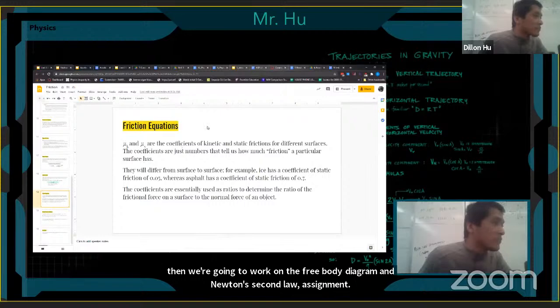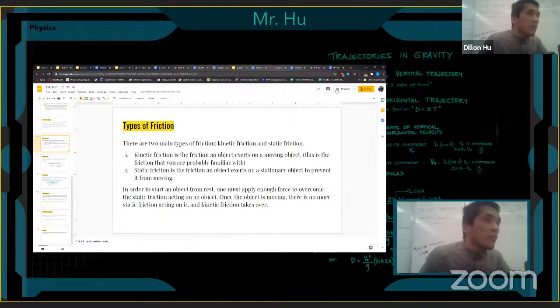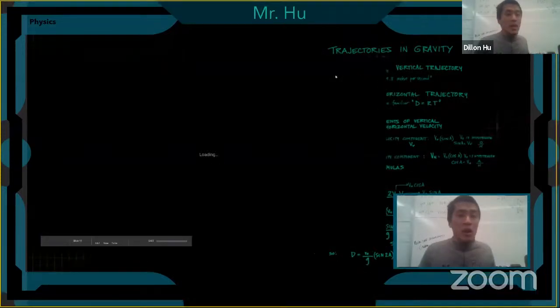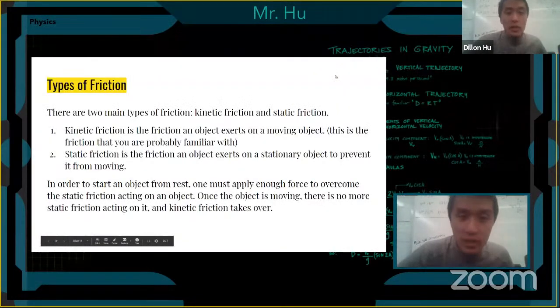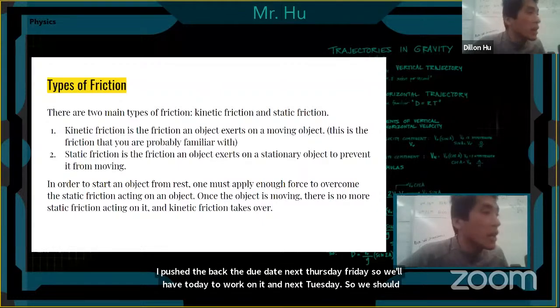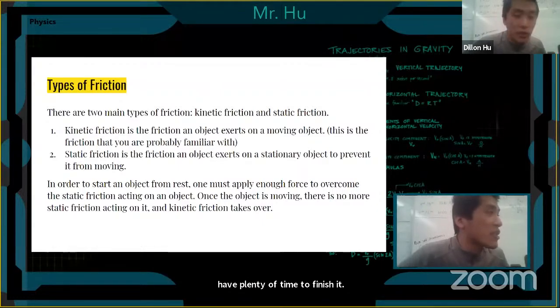Okay, so where were we last time? Oh, so last time we were talking about kinetic and static friction. Just as a recap, there are two kinds of friction. There is kinetic friction and there's static friction.